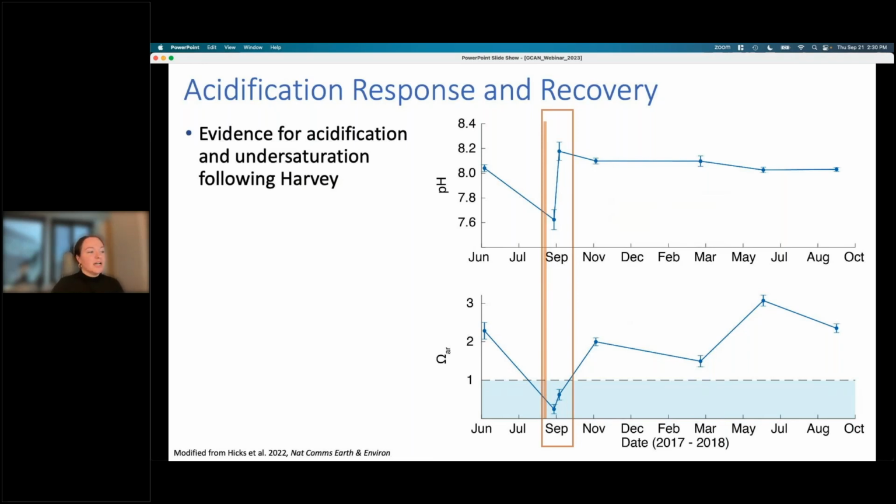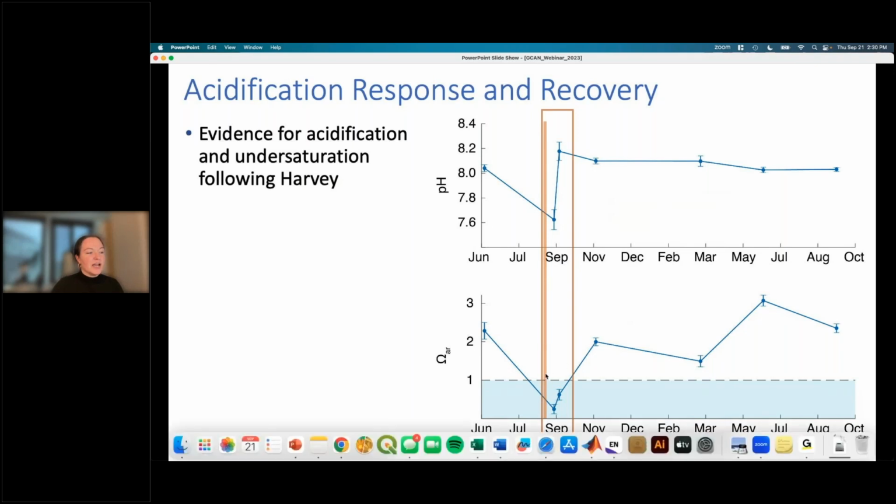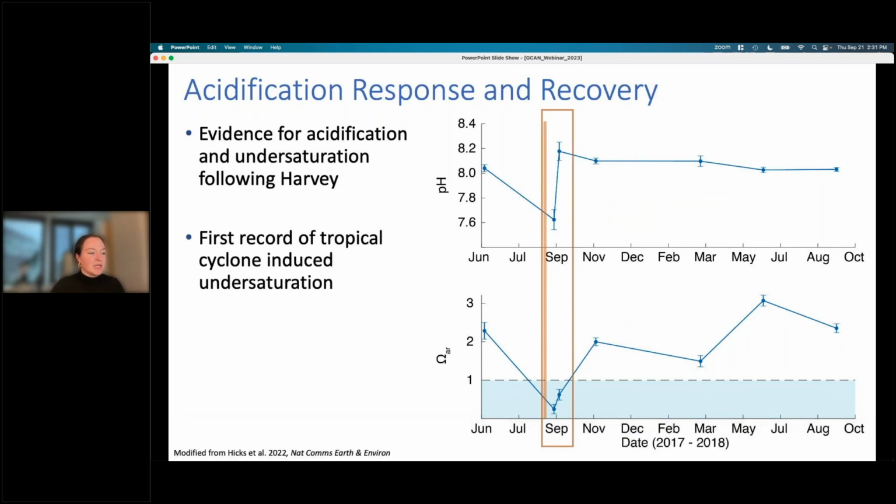Most notably as well, the undersaturated conditions persisted not only after our 2-week sampling time point, but also after our 3-week sampling time point in September 2017. This study is the first documented record of undersaturation induced by a tropical cyclone, and thus represents a really important, critical component, as previous studies had hypothesized undersaturation following a tropical cyclone event would likely not occur until end of century conditions.